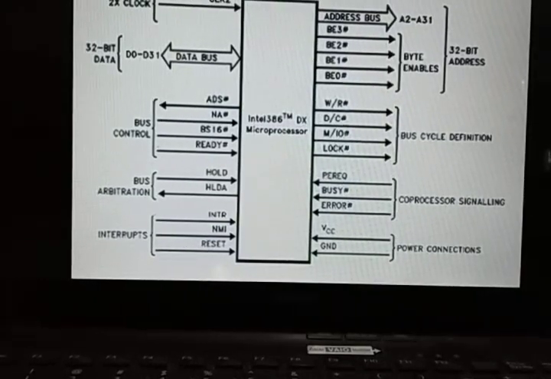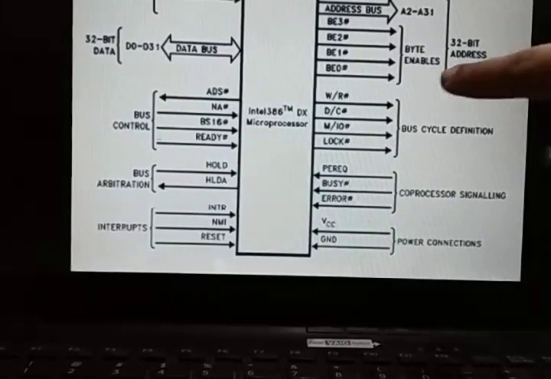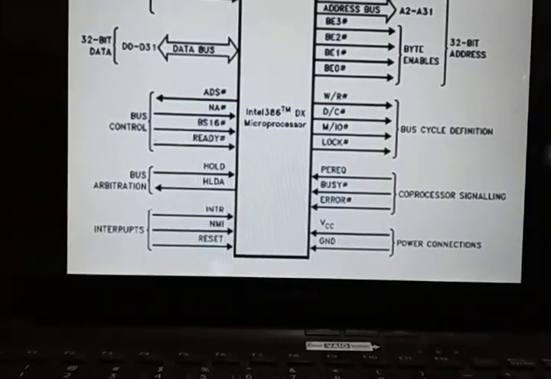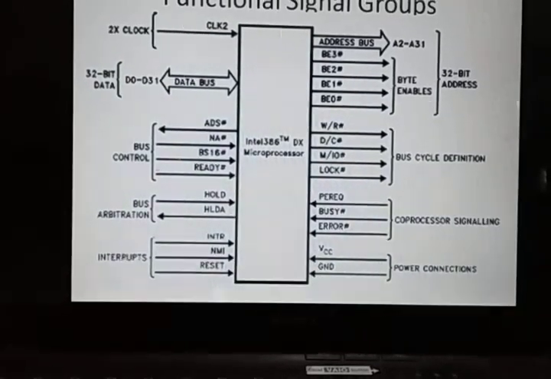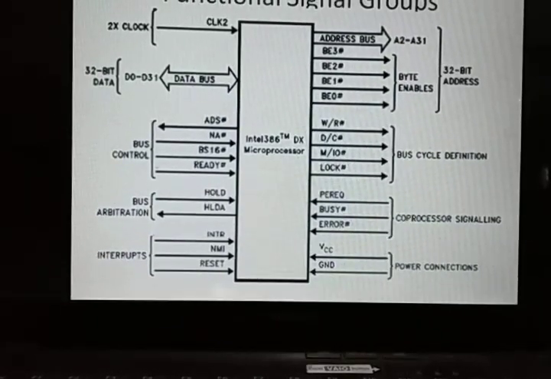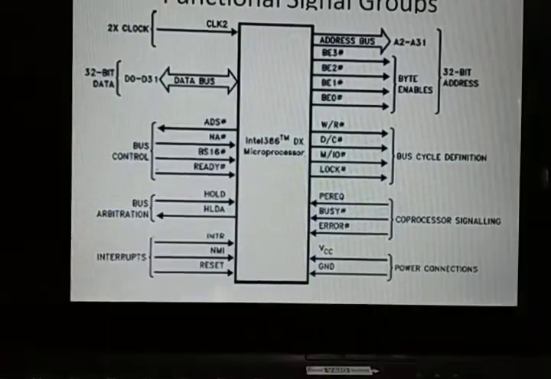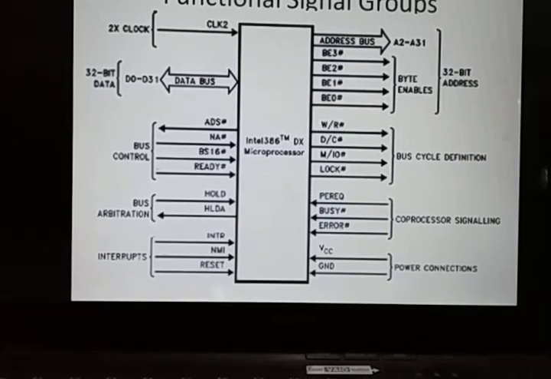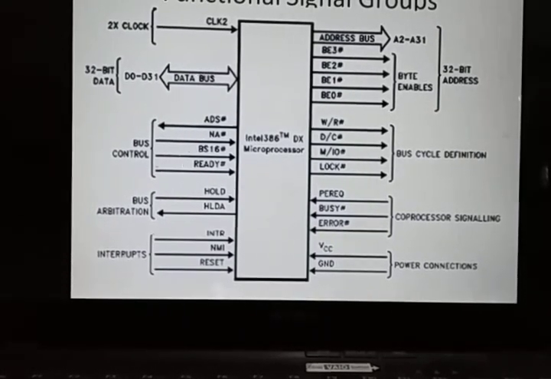Your next pin is a read write pin, W/R hash pin. You can see here this pin is your W/R hash pin. So this pin distinguishes read and write cycle. It indicates that the current bus cycle is a write when at logic 1 and read when at logic 0. So you can see here again by the description of the pin W/R hash. If it is set to logic 1, it represents the write cycle. If it is set to logic 0, it represents the read cycle.